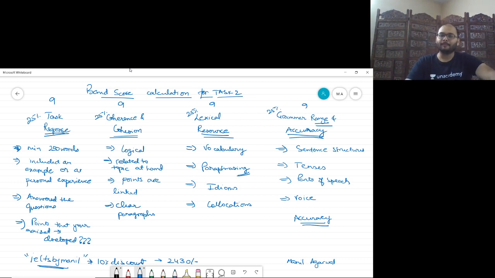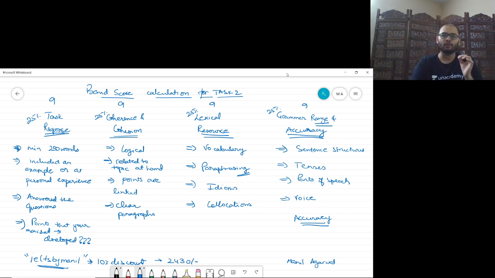Okay, so clear paragraphs, that is also very, very important. All right, then coming to lexical resource. Again, please, it is not everything. It is just a quarter of your test, and within that there are 4 things: vocabulary, paraphrasing, idioms, and collocations. And finally, grammar, range and accuracy. You need to know your sentence structures, tenses, parts of speech and voice. Very important, you need to know how to make them correctly, and you also need to know when to use what. Okay, so this is how your band score is calculated for task 2.